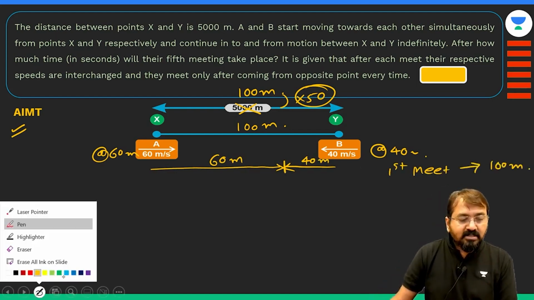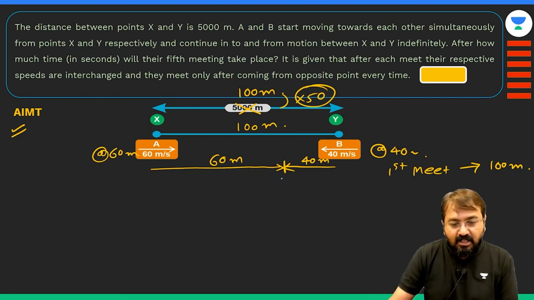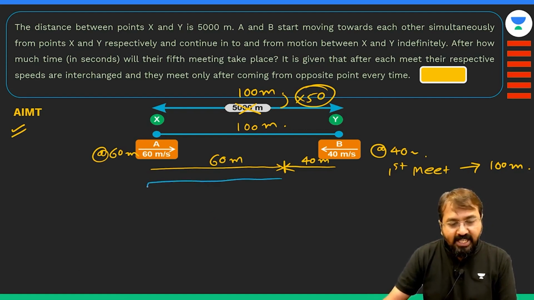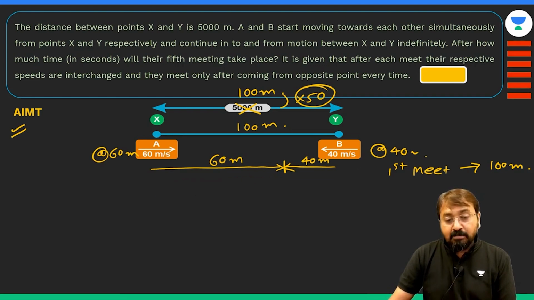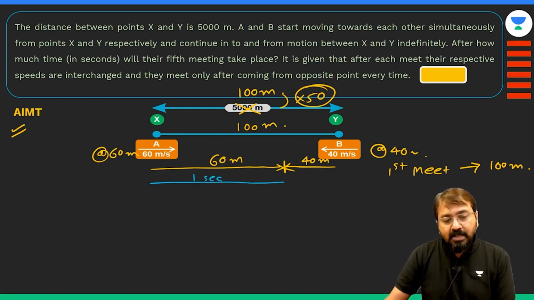Now what happens? B will go further till the point X and will come back and meet A somewhere. But now the speed of B becomes 60 meter per second. So B needs to cover 60 meter distance and the speed is 60 meter per second, so it will take 1 second. Similarly, A will go this side, but A is going at 40 meter per second and needs to cover 40 meter distance. So it will also take 1 second. And then it will turn and come over here in the same time.